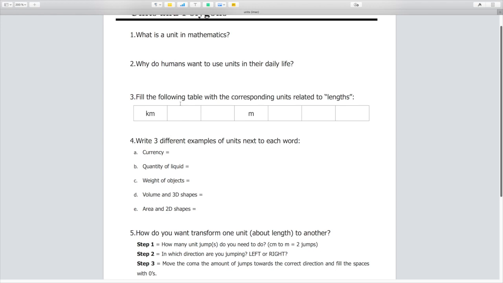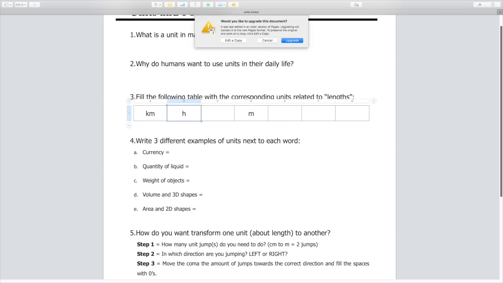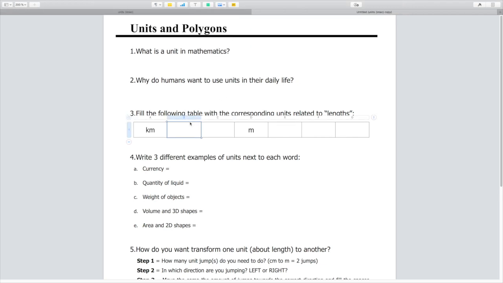So if we focus only on units related to length, we have plenty of different units. The most famous ones that I want you to remember, I'm going to edit a copy, it's going to be easier for you. Kilometers, hectometers, decameters, meters, decimeters, centimeters, and millimeters. Fill this up. So in this case, I want you to know 7 different units related to length.